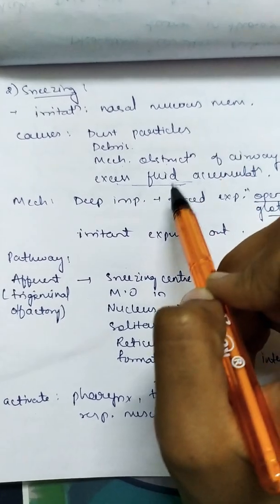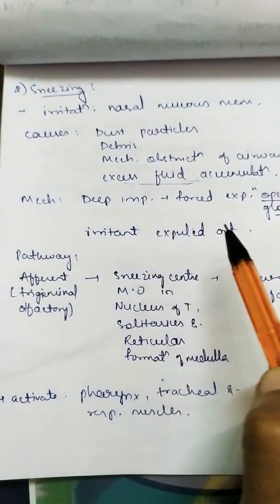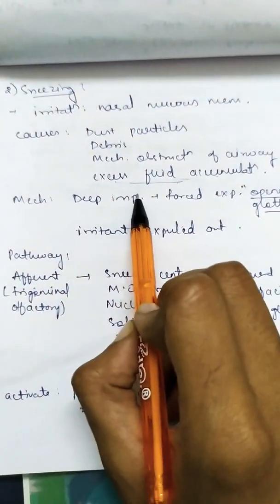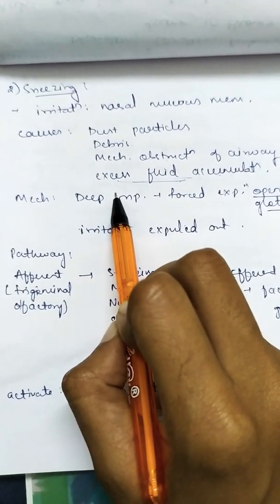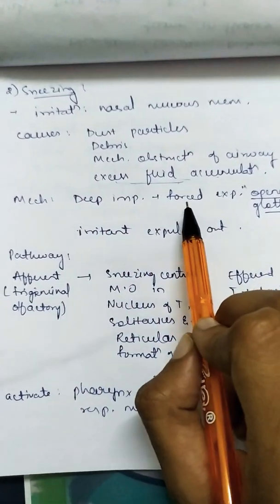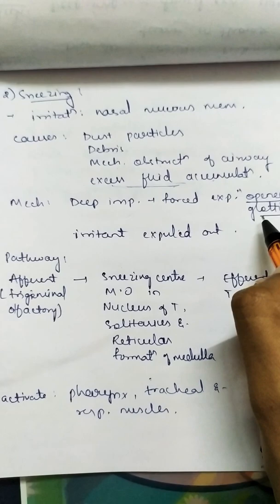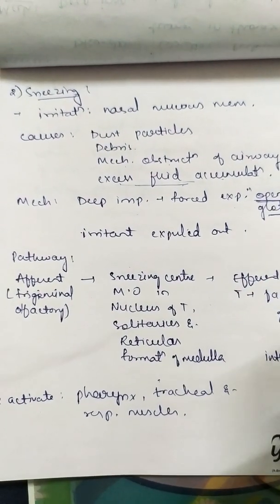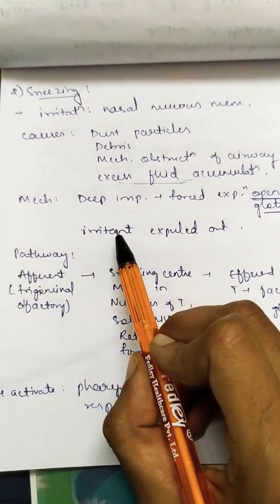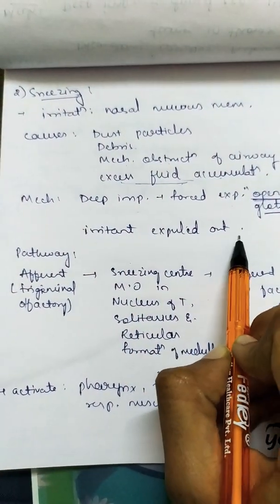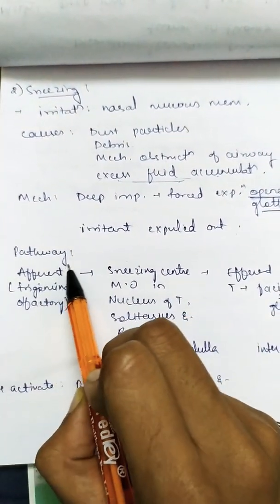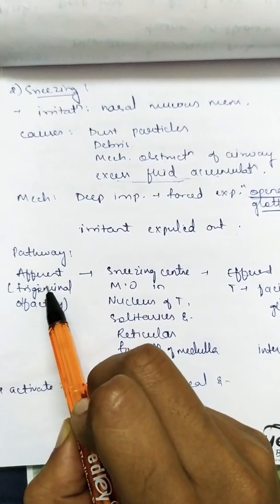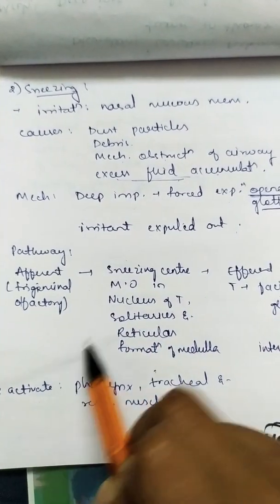An example is when you have a cold. The mechanism is, again, deep inspiration like the cough reflex, then forced expiration. But the important point is that here we have an opened glottis, while there we had a closed glottis. The irritant is expelled out. The pathway is again afferent, by trigeminal and olfactory nerves.